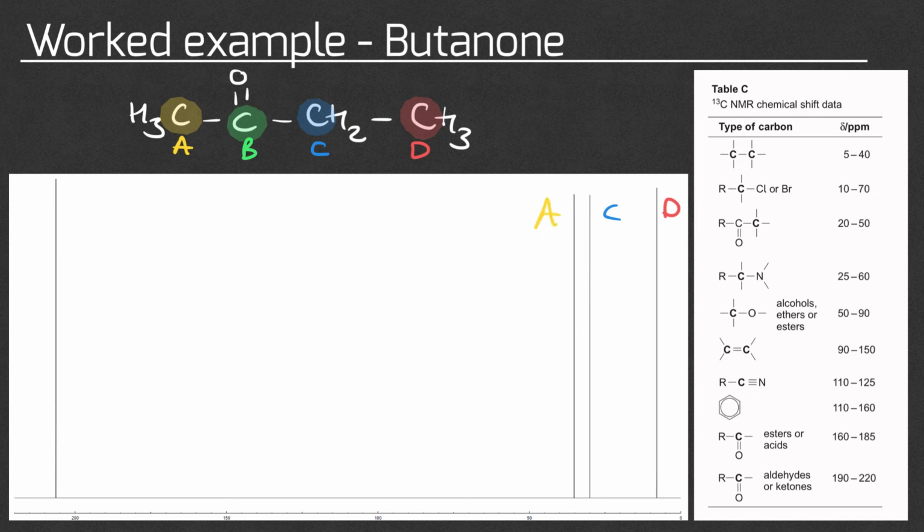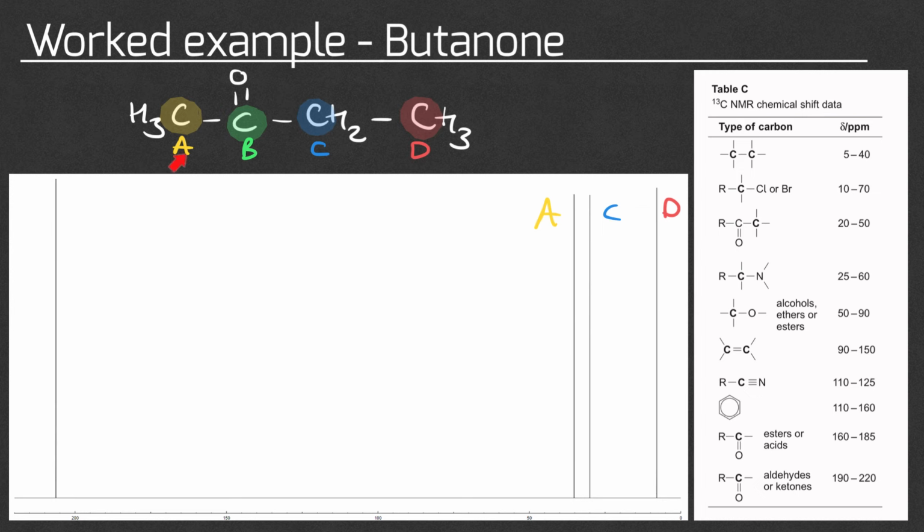The next 2 peaks are A and C, as these are the next furthest away from the electronegative group, the oxygen. In this case, it'll be very tricky to decide which order A and C go. You could have those in interchanging places. So for example, this peak here could be environment A, and this peak here could be C.